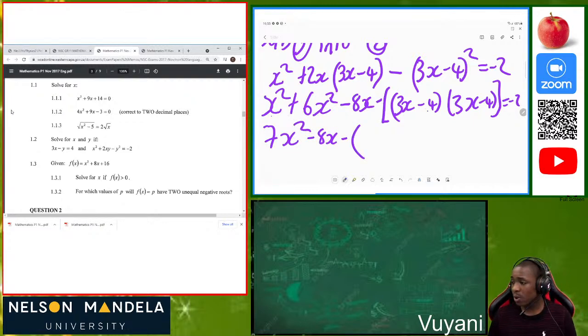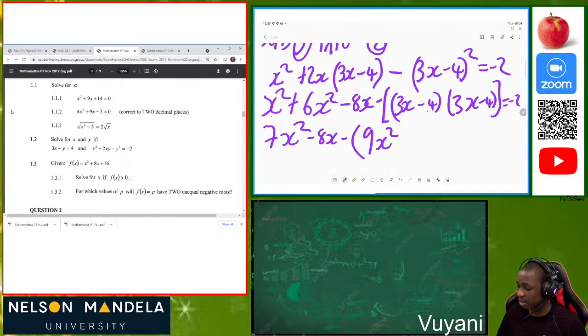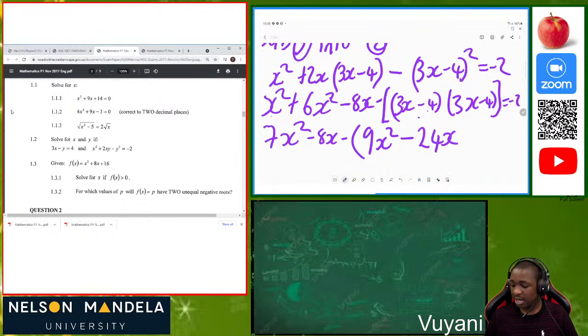Then solving this one now, that won't be hard because it's 3x times 3x. You're going to get 9x squared. 3x times negative 4, you're going to have negative 12x. Negative 4 times positive 3x, you're also going to have negative 12x. So negative 12x minus 12x, it's negative 24x. Then negative 4 times negative 4, you're going to have positive 16, equal to negative 2.